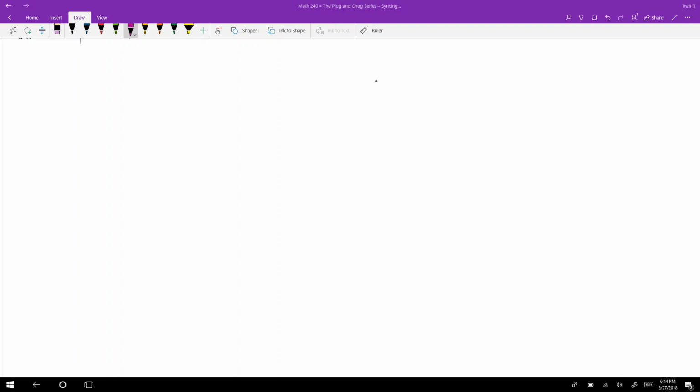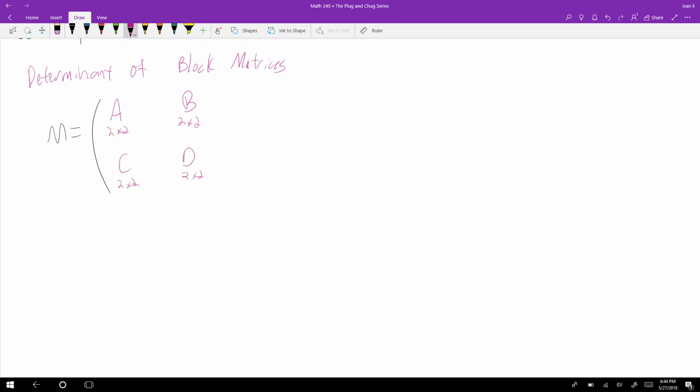So this is finding the determinant of block matrices. And so, first of all, you're probably wondering what the hell is a block matrix. We'll talk about this. So what's a block matrix? Let's call this matrix M, and it has the following. Up top is A, which is a 2x2 matrix by itself, okay? And then I got B, which is also a 2x2 matrix, and I got C, which is a 2x2 matrix, and I got D, which is also a 2x2 matrix.